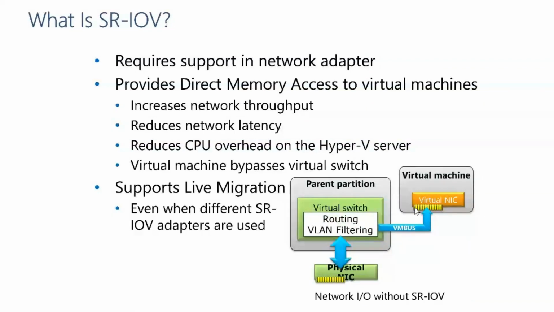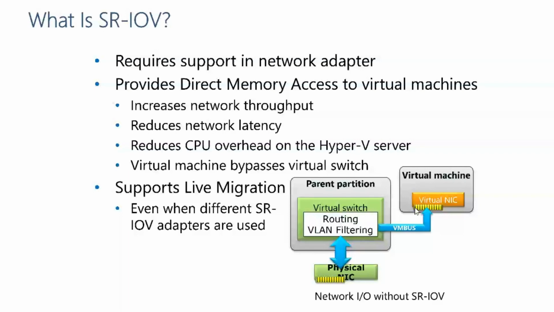There's also SR-IOV. This requires physical support. It's a physical network adapter, and it either has this feature turned on, or has this feature, or doesn't have it. SR-IOV is a feature you can check on your network interface card. It requires the support in the network adapter. It provides direct memory access to the virtual machines. DMA, you might have heard that term before.